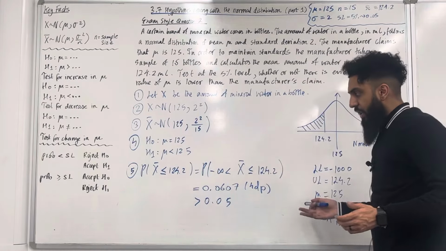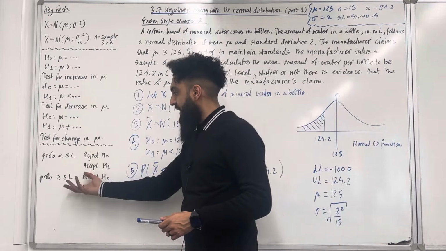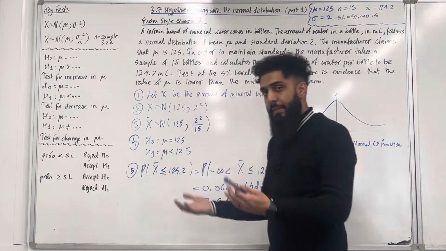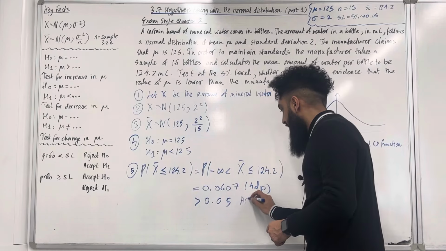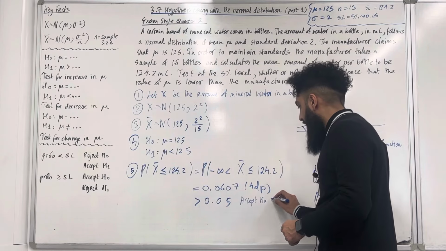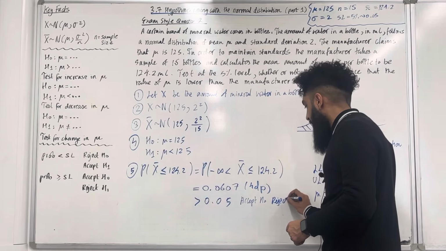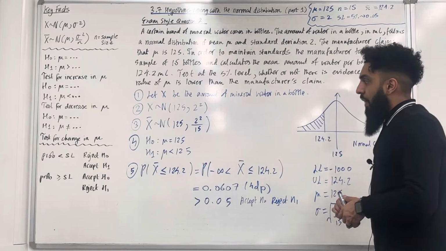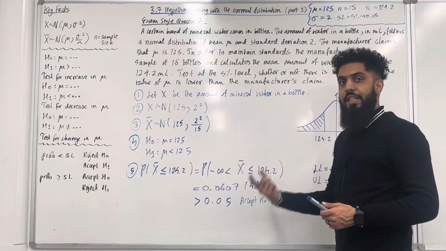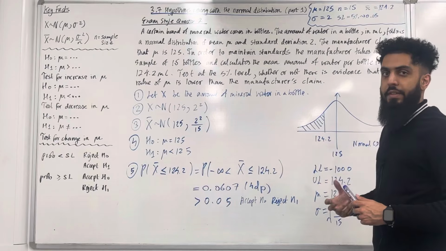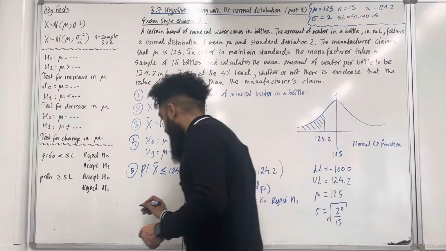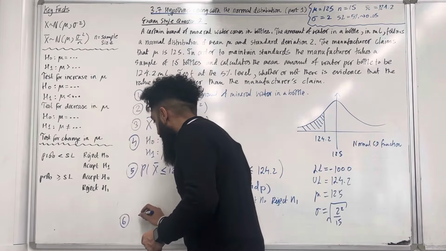So in this situation, when your probability is more than the significance level, you have to accept H0 but reject H1. So we accept H0 but we reject H1. We are rejecting the claim that the mean has decreased. So in our conclusion, this time we write there is insufficient evidence. Okay, so step number 6, conclusion in context.